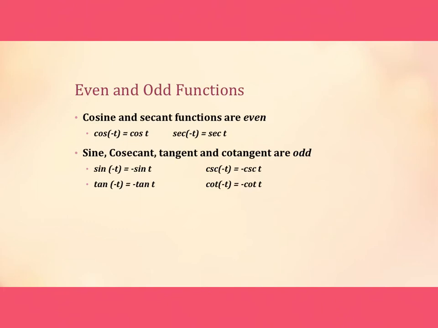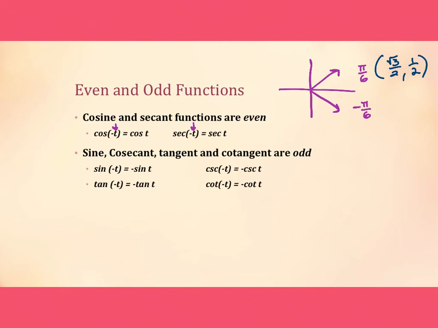Okay, even and odd functions. So cosine and secant are called even functions because even if I change the sign on the inside from positive to negative, the value does not change from positive to negative. And if you think about why this happens, let's pick pi over 6 and let's pick negative pi over 6. What's the coordinate point at pi over 6? Root 3 over 2 and 1/2.